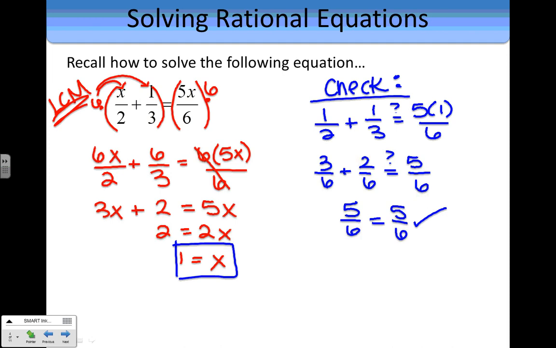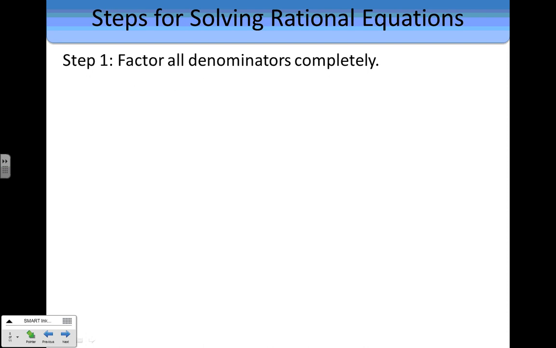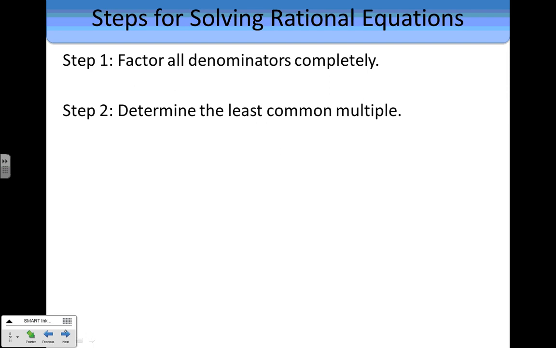Okay, so we're going to take that same method and apply it to polynomial rational equations. Before we do that, let me go ahead and write down the steps to have in a good place in your notes, in case you forget. It'll be a good reference to have. First step, make sure all the denominators are factored completely. We did the same thing when we were simplifying, because that's an easy way to find the least common multiple, to see what factors the denominators have in common.